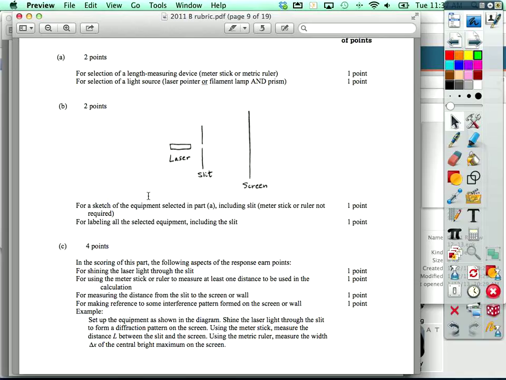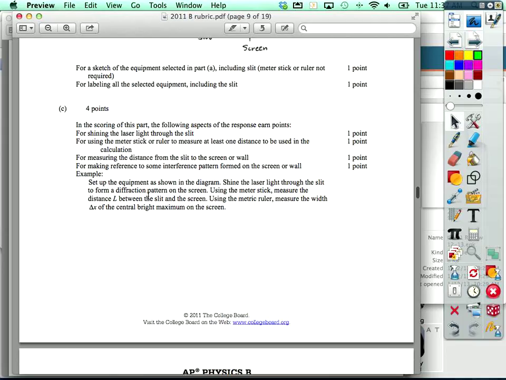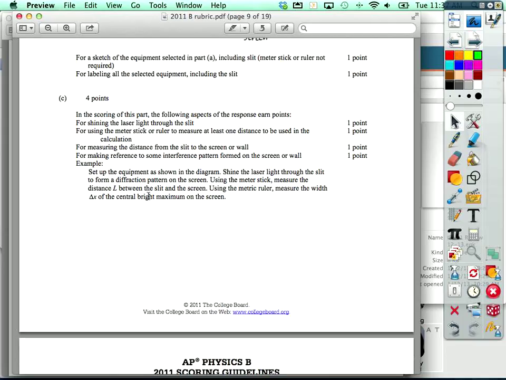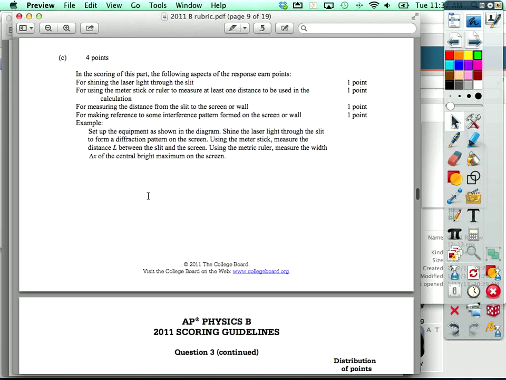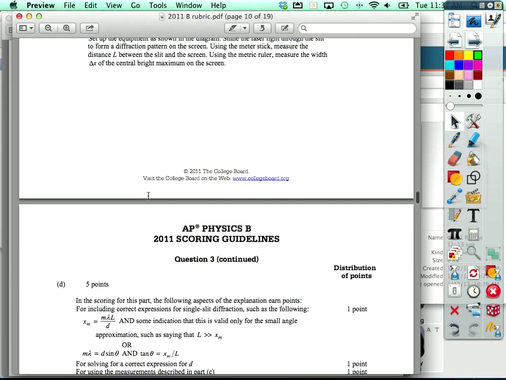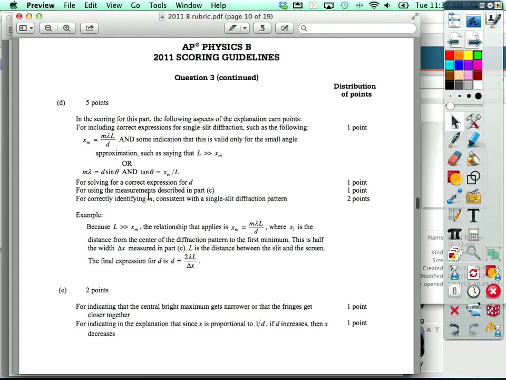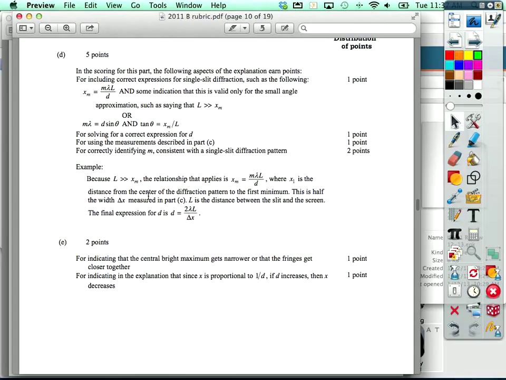Okay, then for 2 points, it's the basic setup, which I did. Then 4 points for C. You have to show that you're shining a laser through the slit, that you measured L, and that you measured X M, or the length between bands, on the screen. And then for D, it's just using that equation.